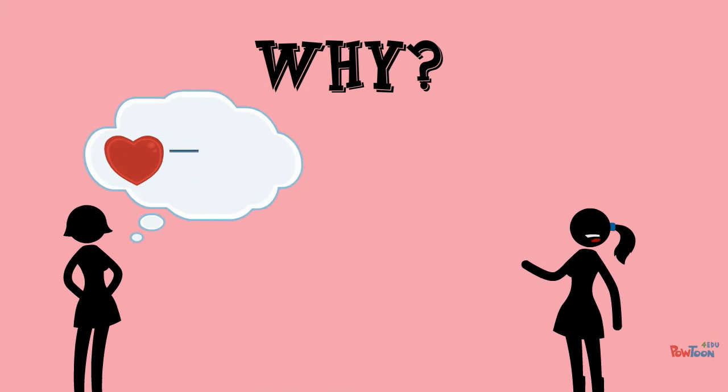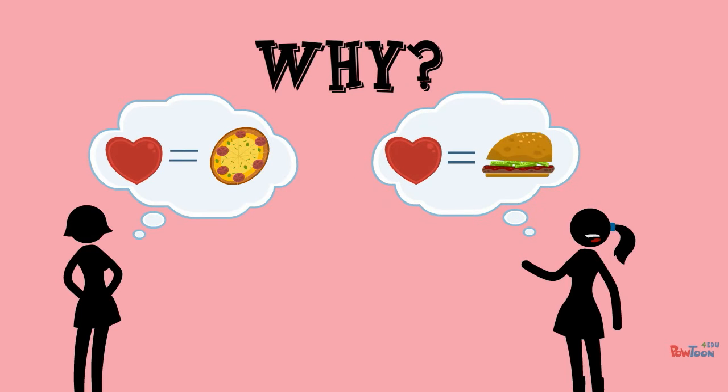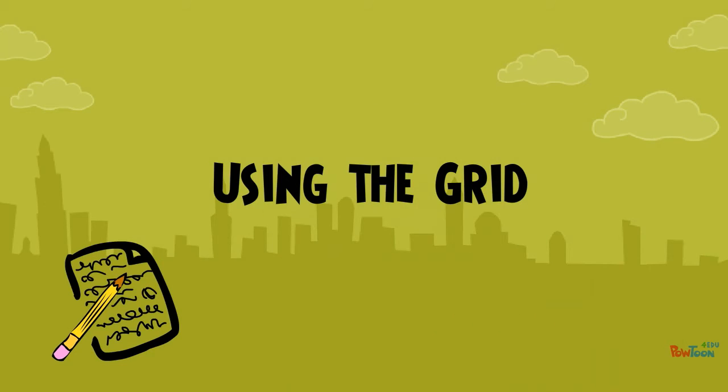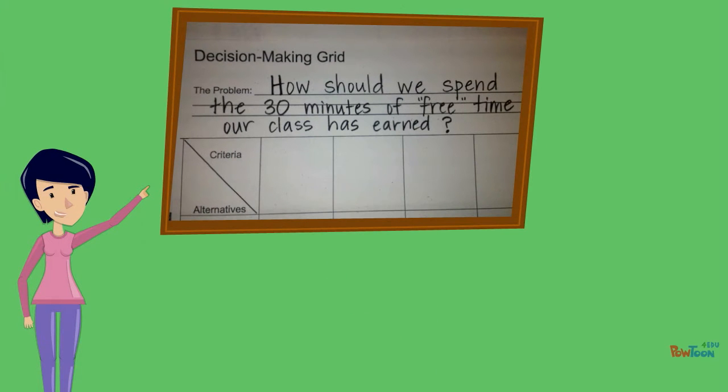Another thing to consider is this question. Why do different people or groups with the same options make different choices? Different people have different values or beliefs, and this may result in different choices. We will be completing the PACE grid together as a class to make our choice. Our problem is, how should we spend the 30 minutes of free time our class has earned?